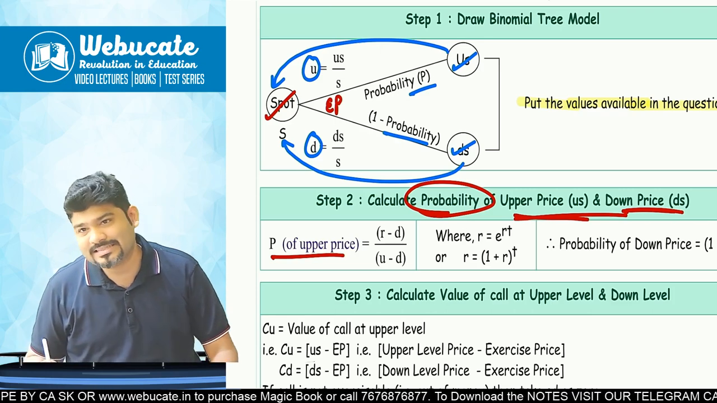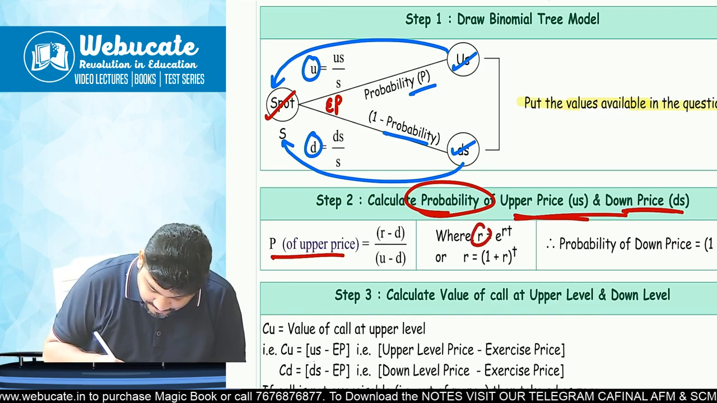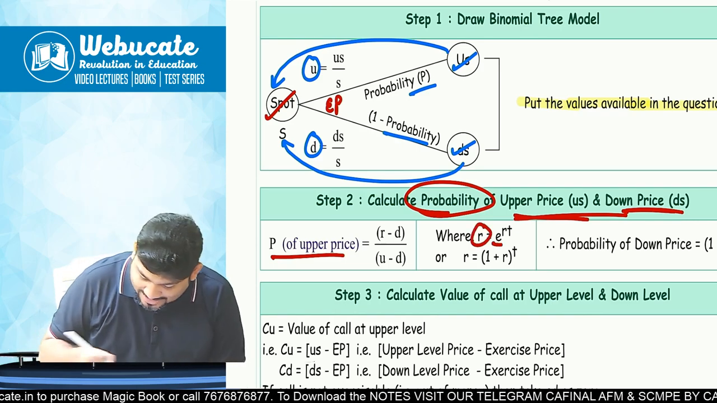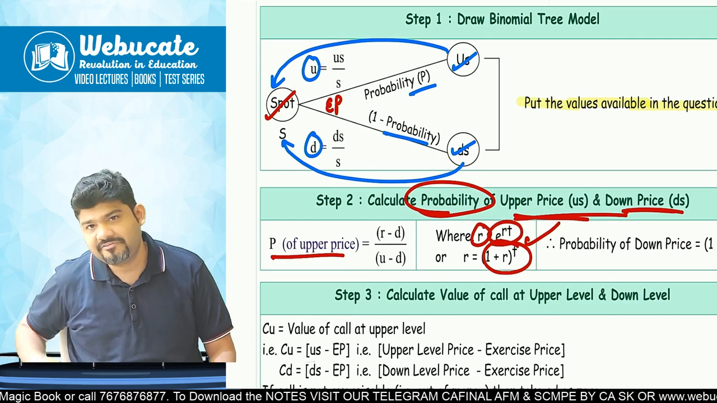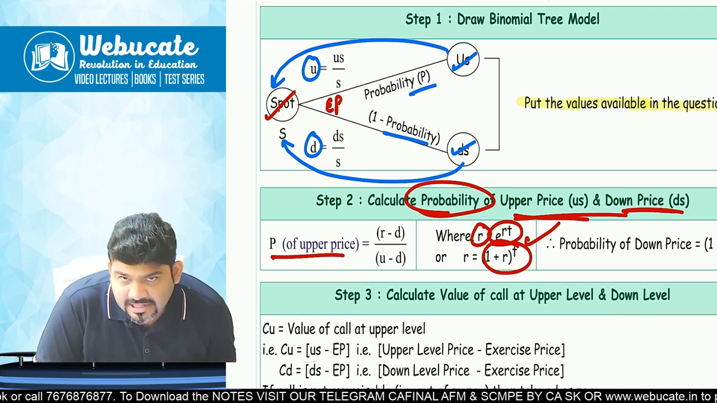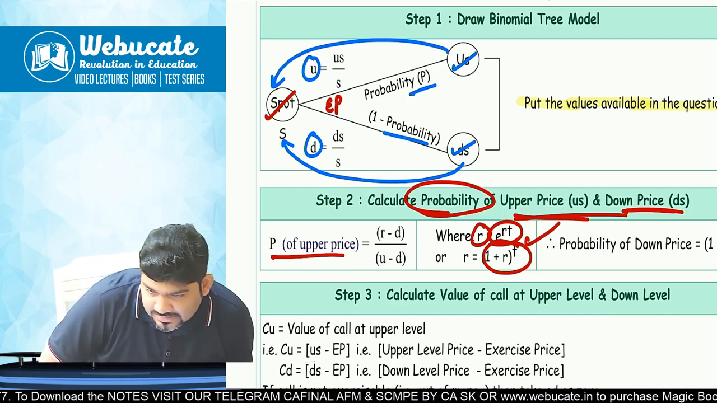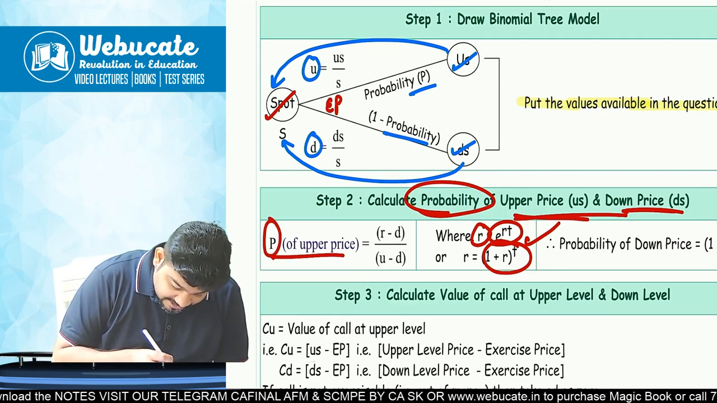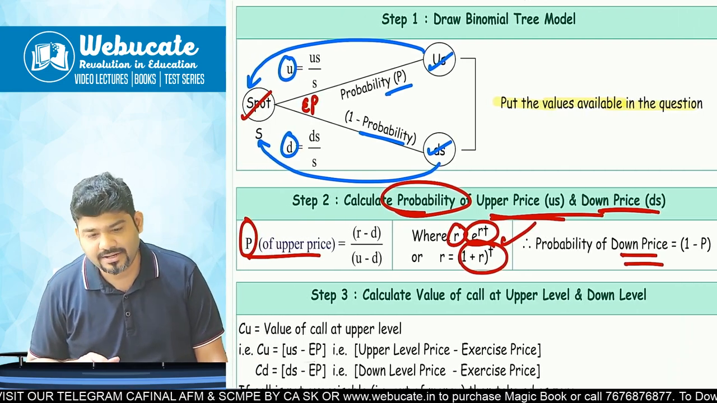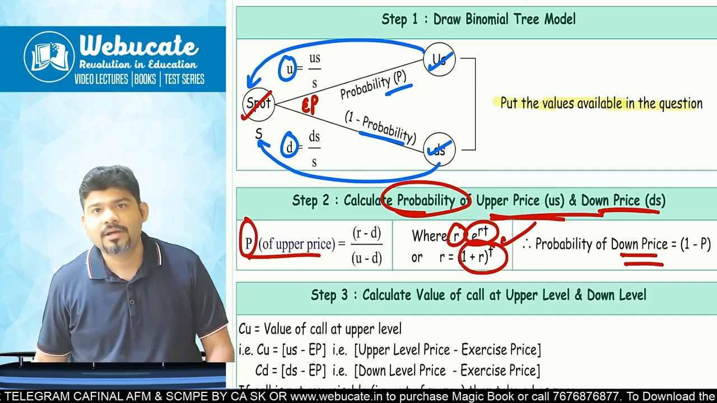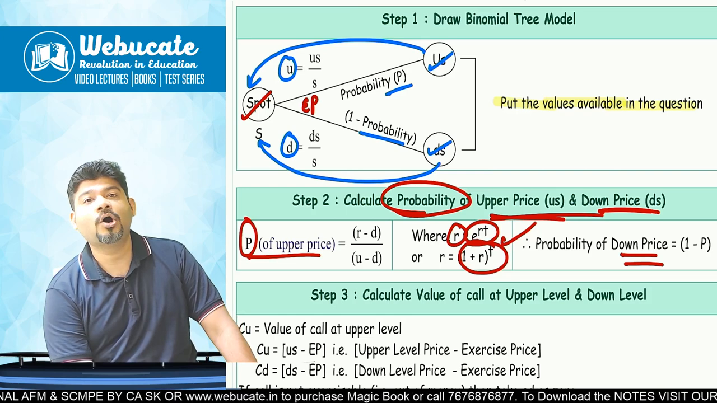We know what D is and what U is. What is R? R is the rate of interest. So R can be e raised to RT or 1 plus R raised to T, depending on the information given. If it is continuous compounding, it will be e raised to RT. If it is compounding, it will be 1 plus R raised to T. Got it? This will give us the probability of upper price. And then there is also the probability of down price, which is 1 minus P. So the probability of upper price is R minus D upon U minus D.